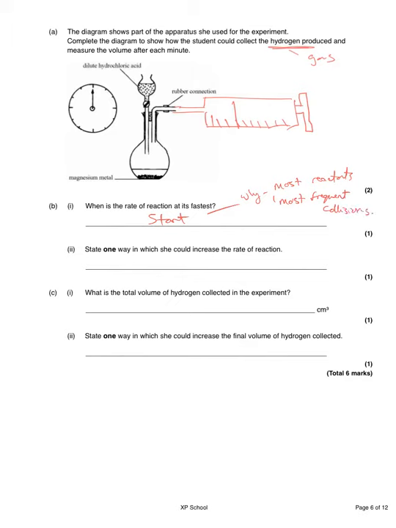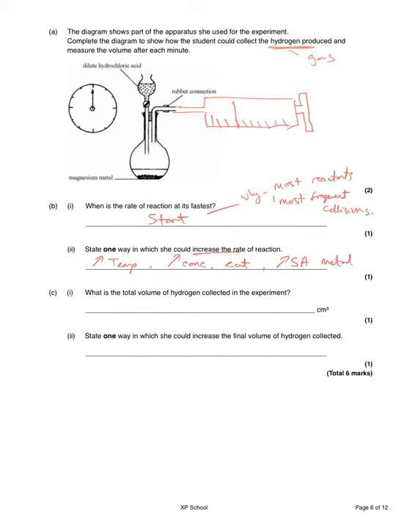So one way she could increase the rate of reaction, you could increase the temperature, you could also increase the concentration, you could add a catalyst. Increasing the pressure wouldn't work because your reactants aren't gases. And you could increase the surface area of the metal.